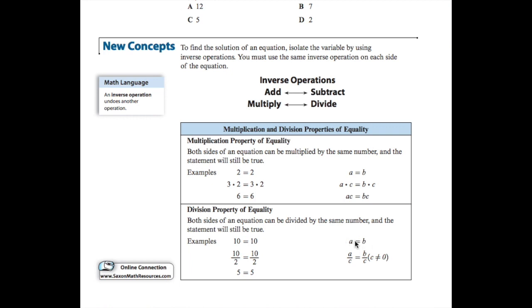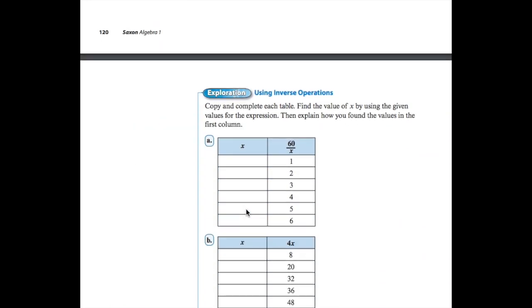So if A and B are equal to each other, and they're both divided by C, they're going to be equal. But the only way it doesn't work is if C is equal to 0, because you can't have 0 in your denominator in that case. So we use inverse operations, and when we use inverse operations, what we do to one side, we do to the other side. That's why this is a property of equality. Therefore, you're going to balance out that equation, and a lot of times use that to simplify the equation.